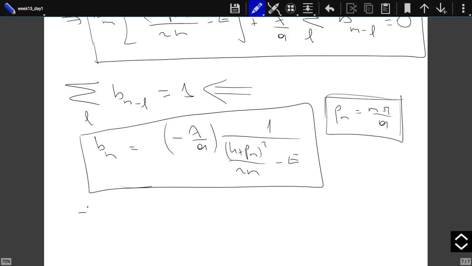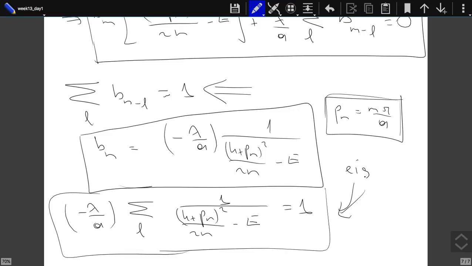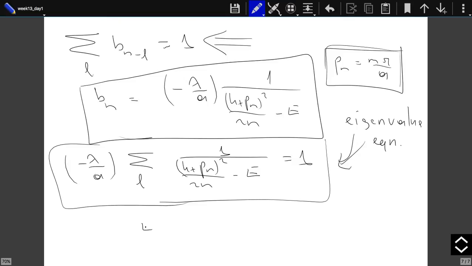So minus lambda over A, sum over L, 1 over (k plus Pm) squared over 2m minus E, they should be equal to 1. This is our eigenvalue equation. E, of course, will be a function of k also.